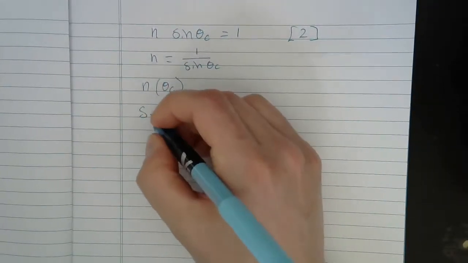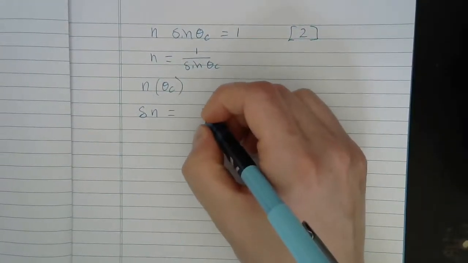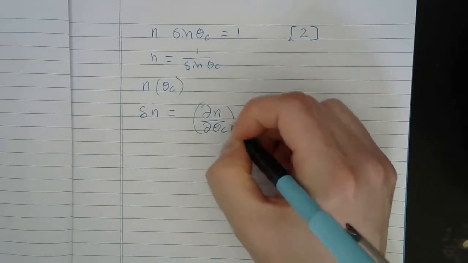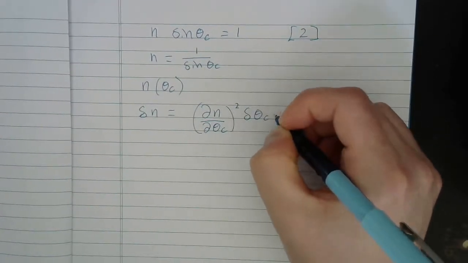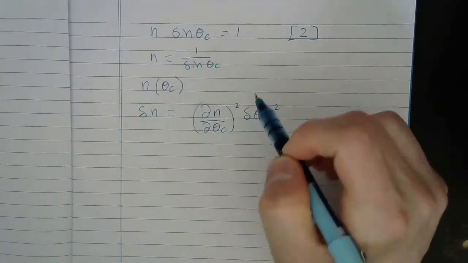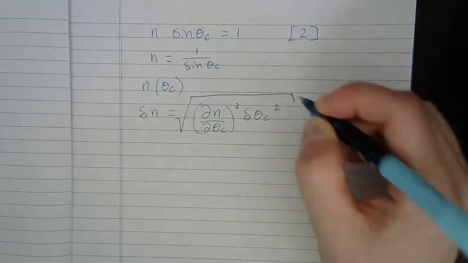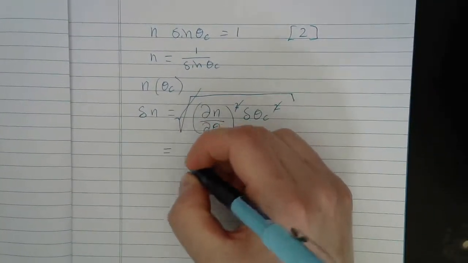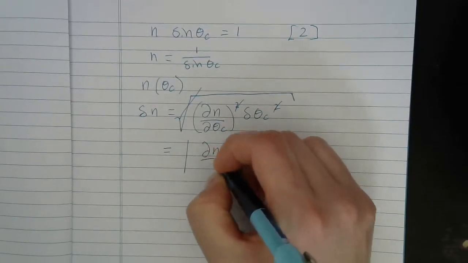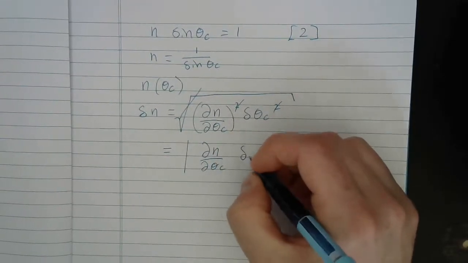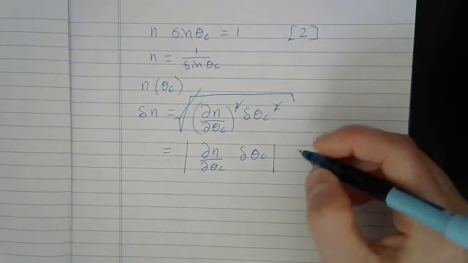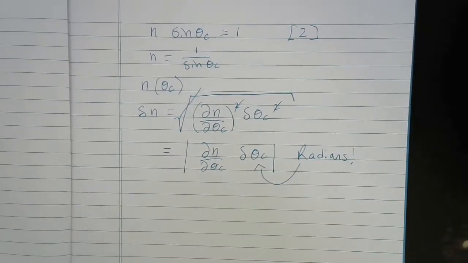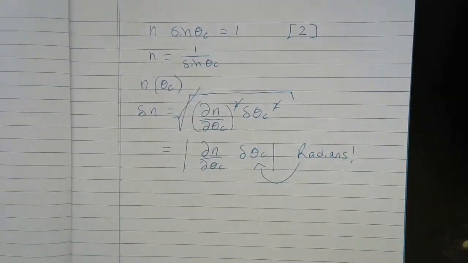So the uncertainty of n using the calculus method is the partial derivative of n with respect to the first variable, so that's theta c, squared, times uncertainty of theta c, squared. And there's only one variable in this case, so that is our only term. Now everything under the square root is also squared, so we can cancel a couple of things out. So that gives us the absolute value of this partial derivative times uncertainty of theta c. And again, the uncertainty value here has to be in radians in order to calculate the correct result.